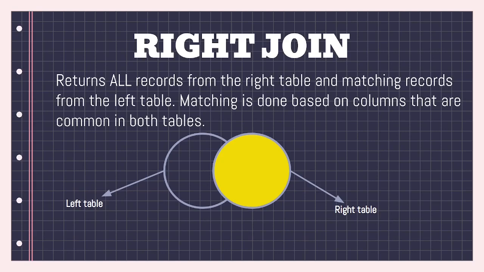Right join returns all records from the right table and matching records from the left table. Matching is done based on columns that are common between the two tables. So that's basically it for right join.